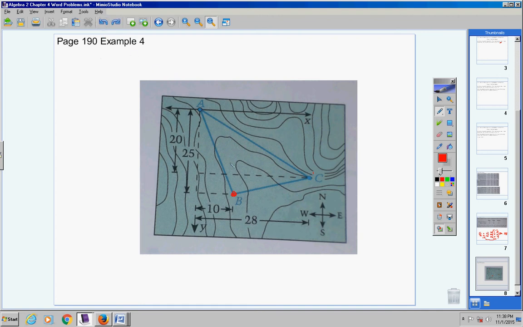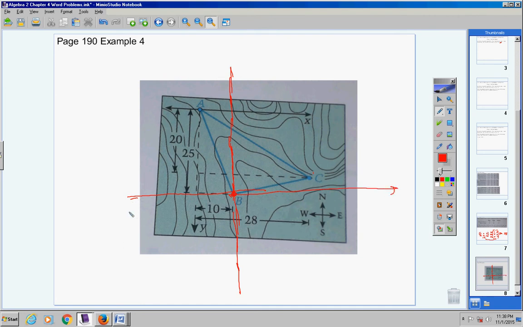I'm going to call this point 0, 0. So I'm going to have a vertical line here. This is my y-axis going up and down. And this is my x-axis going this way. Okay?